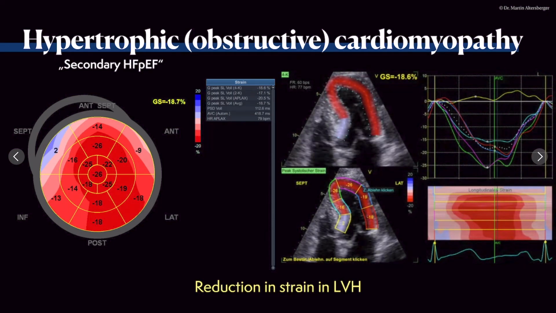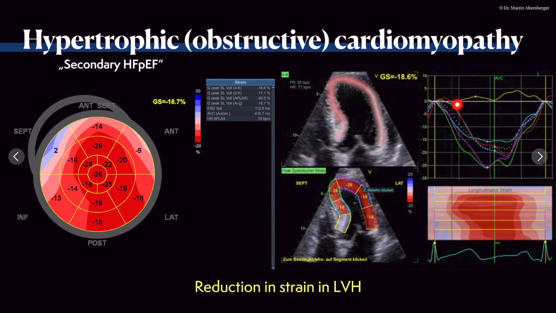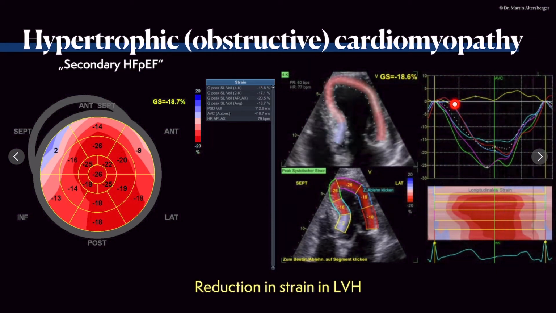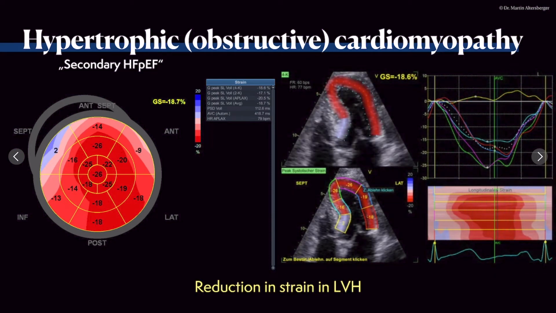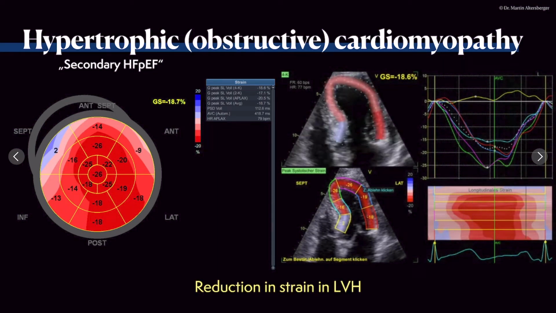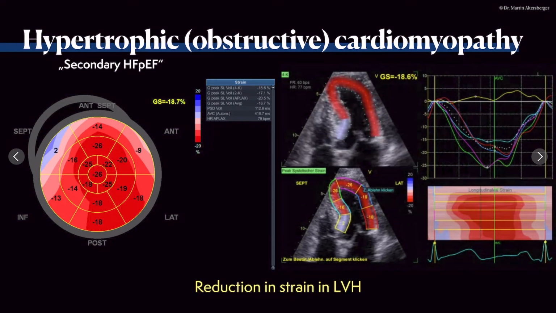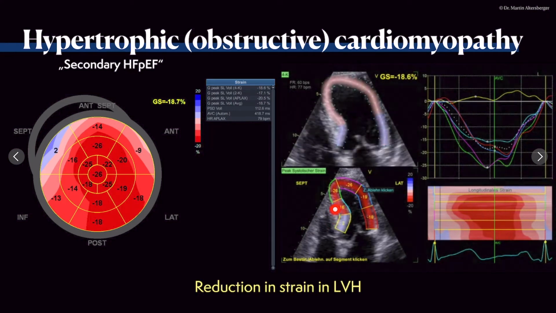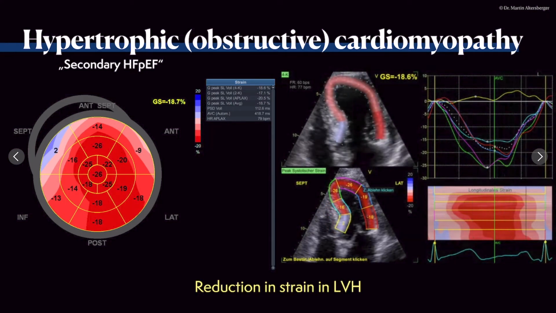Here we can see the strain curves, and we do see that this basal segment shows quite nicely the most reduction, and also practically no longitudinal function is present. But be aware here, the optimum measurement would have included the entire thickness of the septum.